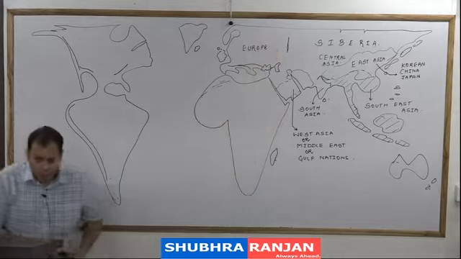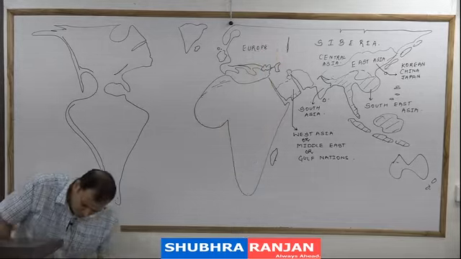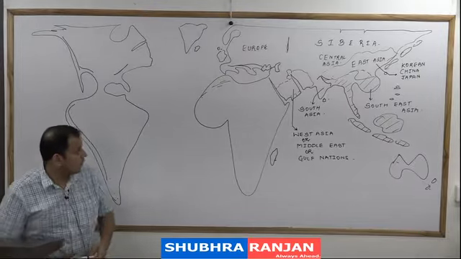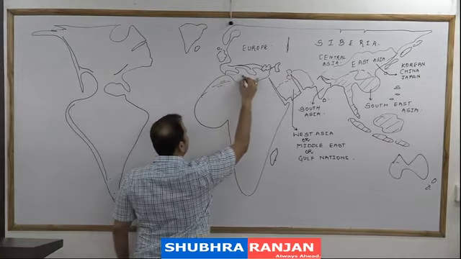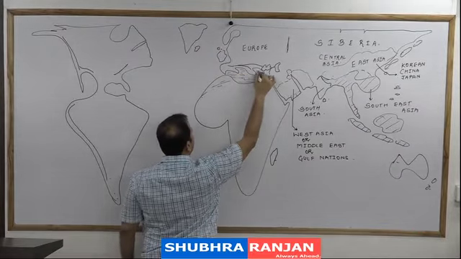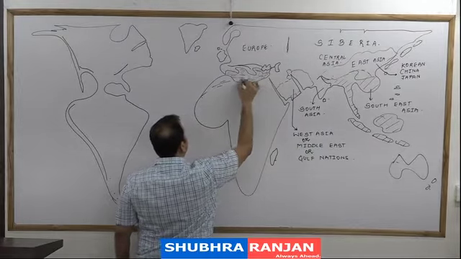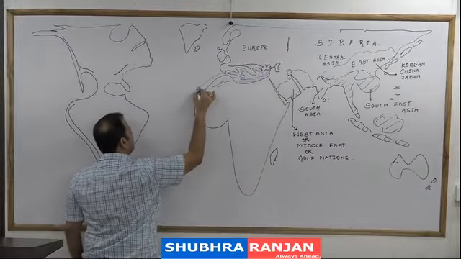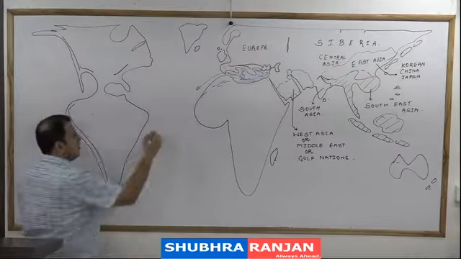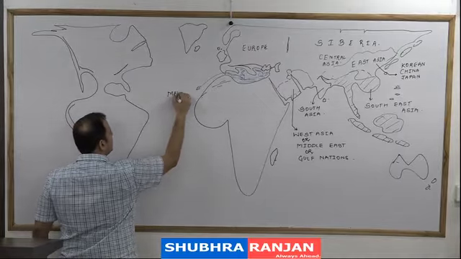Before we go to Europe, you can see there are some depressions which I am shading now with blue color because they are water bodies. This water body is known as the Mediterranean Sea. We will be coming to this water body many times. It is very important, even for the mains as well as the preliminary examination.